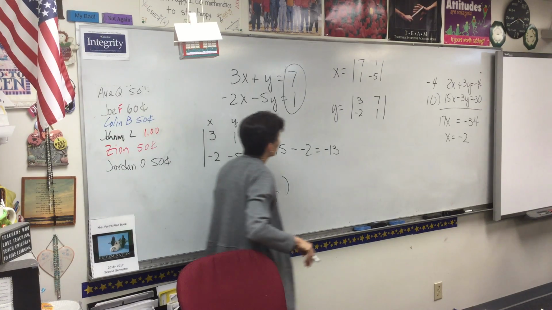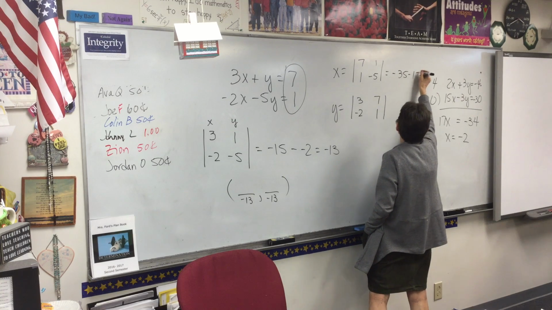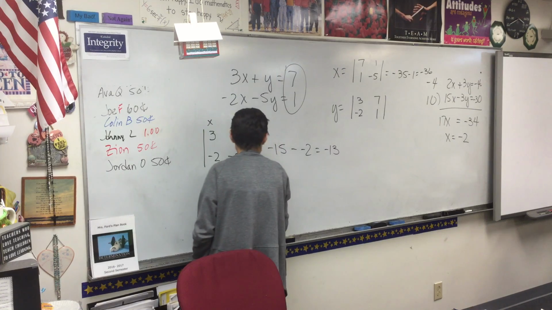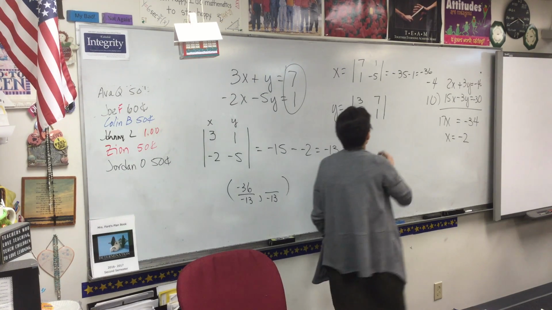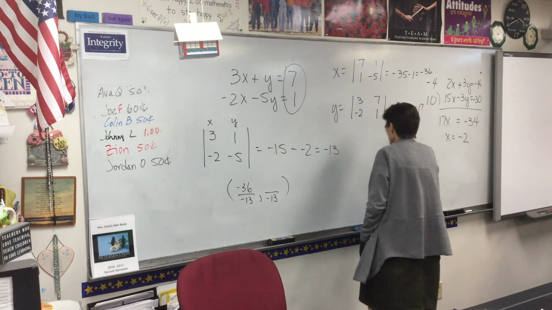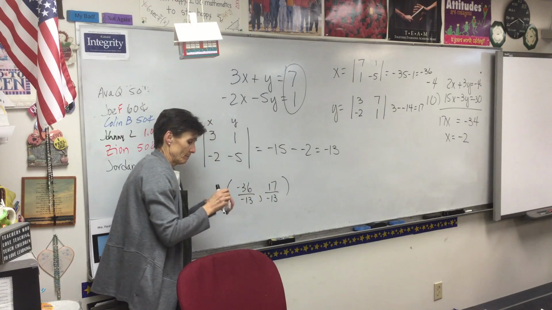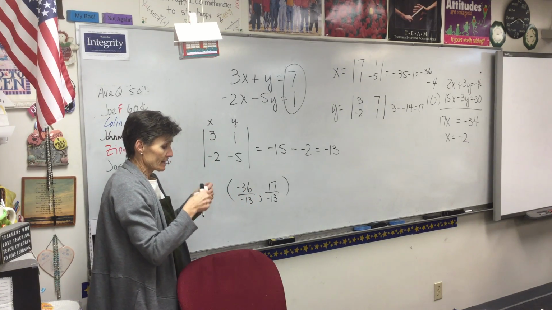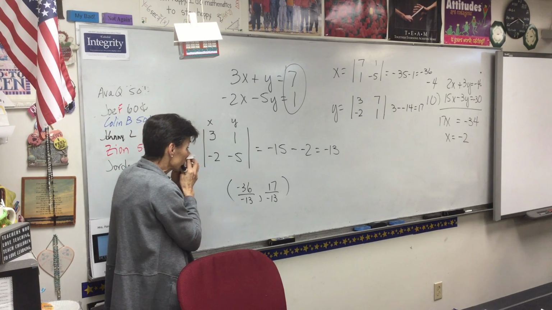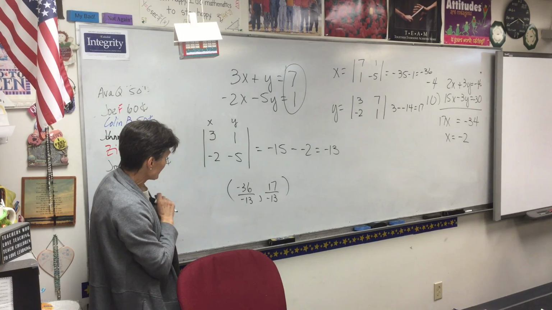Let's evaluate them. -35 minus 1. I got -36 also. -3 minus -14. I got 17 for that one. Does that look okay? Now, that's the answer unless you can simplify.